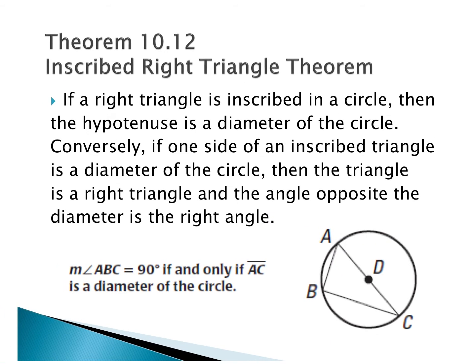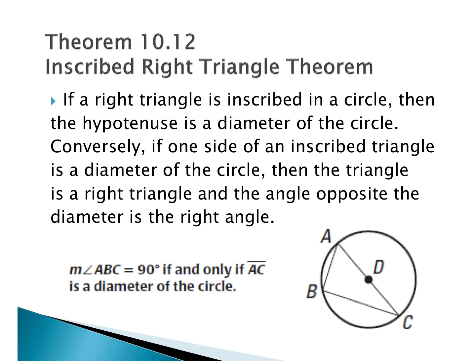We have Theorem 10.12. Again, the number's not important, but the name is. This is the inscribed right triangle theorem. What this one states is that if a right triangle is inscribed in a circle, then the hypotenuse is a diameter of the circle. Conversely, you can also state if one side of an inscribed triangle is a diameter of the circle, then the triangle is a right triangle. And the angle opposite the diameter is the right angle.